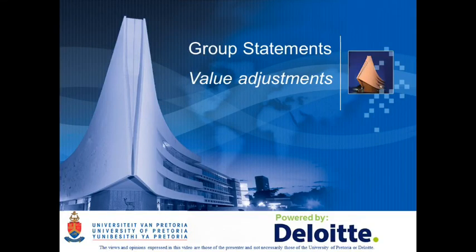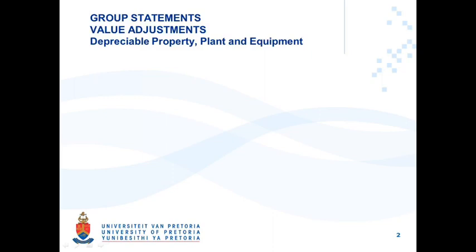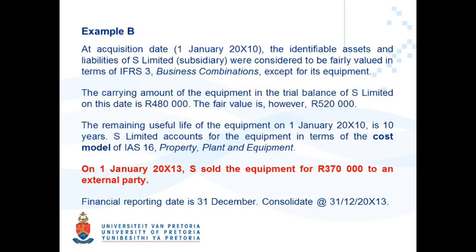Group statements, value adjustments. The effect of value adjustments on the consolidation process where you deal with depreciable property, plant and equipment. Example B. At acquisition date, 1 January 2010, the identifiable assets and liabilities of S Limited, the subsidiary, were considered to be fairly valued in terms of IFRS 3 Business Combinations except for the equipment. The carrying amount of the equipment in the trial balance of S Limited on this date is 480,000.